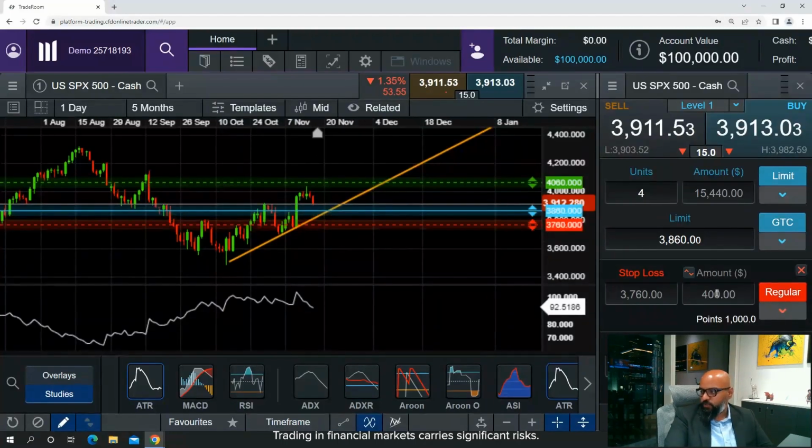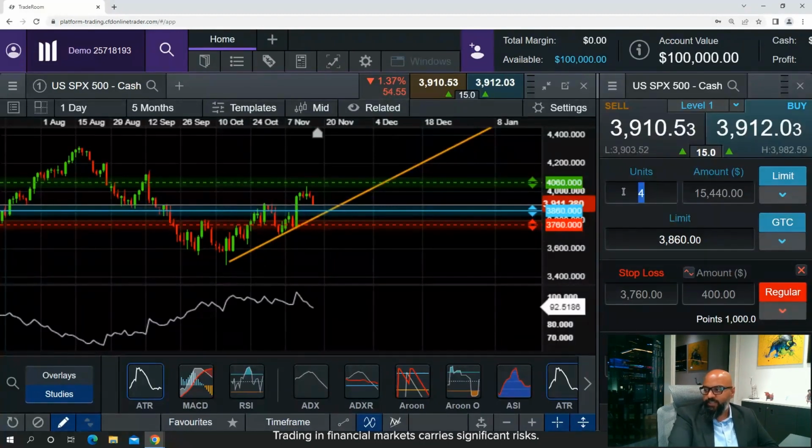Yeah. So I will take a risk of $400. That means if the price drops all the way from 3,860 to 3,760, that is $100 lower, I will lose 100 into 4, $400. But if the price goes to my target, which is $200 on the higher end, 4 into 2 is 4, and 4 into 200 is $800. So you make a $800 recovery.